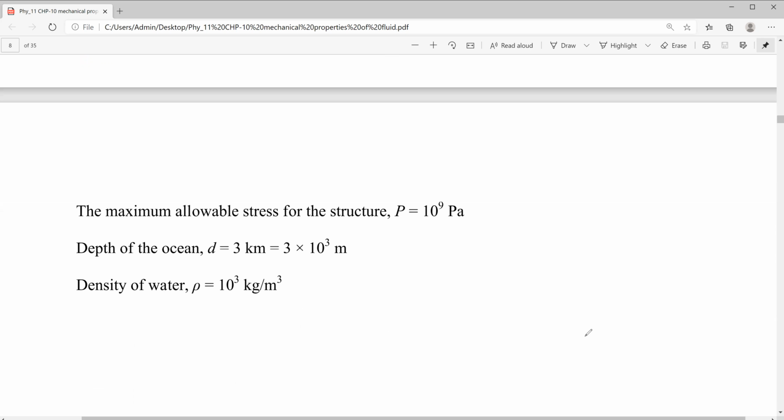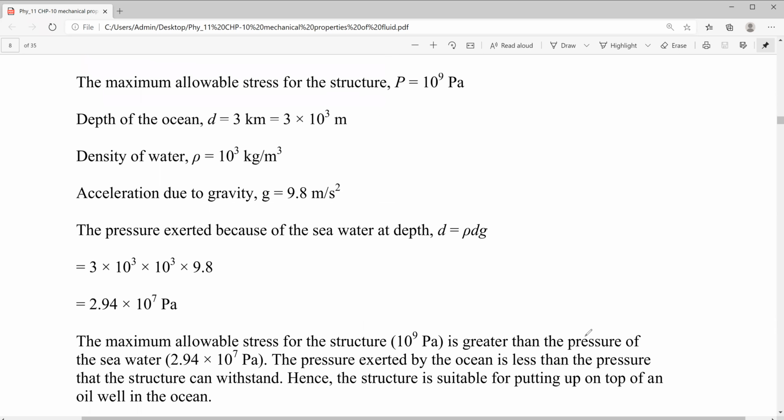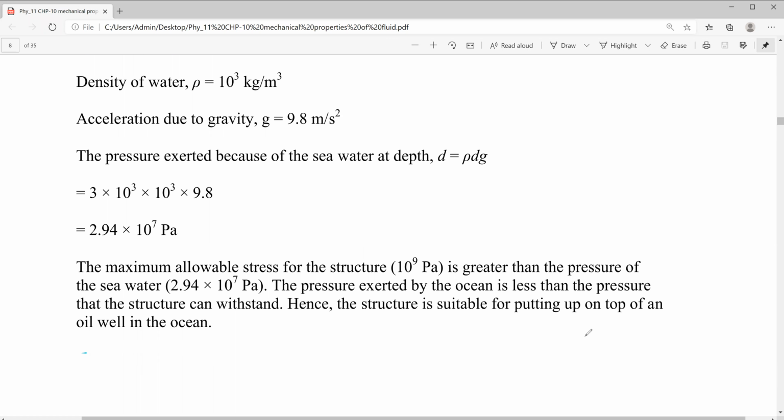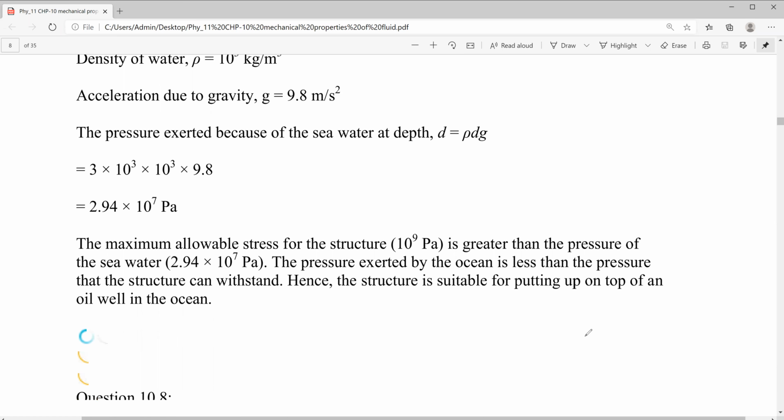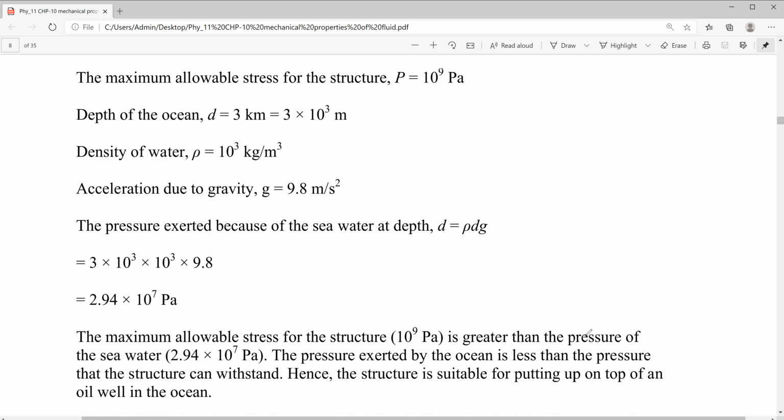So from the question, what they have given is the maximum allowable stress for the structure. Let us consider pressure is equal to 10 to the power of 9 Pascal. In the question itself, they have given the depth of ocean D as 3 kilometers, and that is converted into meters, then it becomes 3 into 10 to the power of 3 meters.